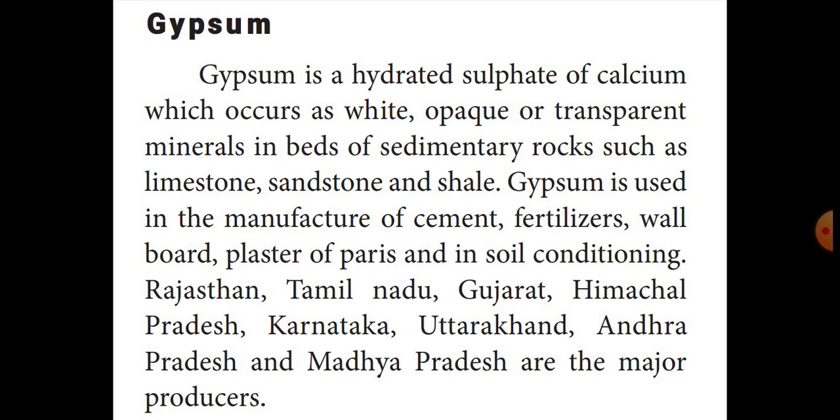These are the things mostly manufactured from gypsum. Mainly cement, and some fertilizers, are produced with the help of gypsum. The leading gypsum producing state is Rajasthan, followed by Tamil Nadu, Gujarat, Himachal Pradesh, Karnataka, Uttarakhand, Andhra Pradesh and Madhya Pradesh. These are the major producers of gypsum.